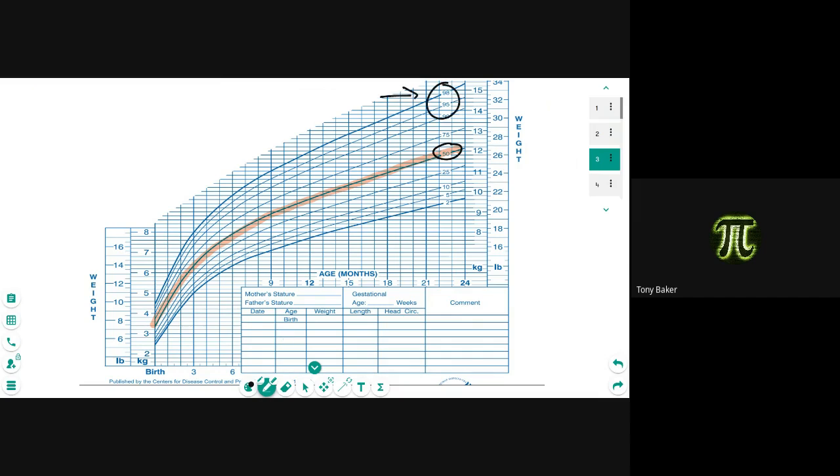If you're in this category, you're overweight. Or just a big kid. Well, yeah, but my son was, they had to make a couple of them, because he was a big kid.